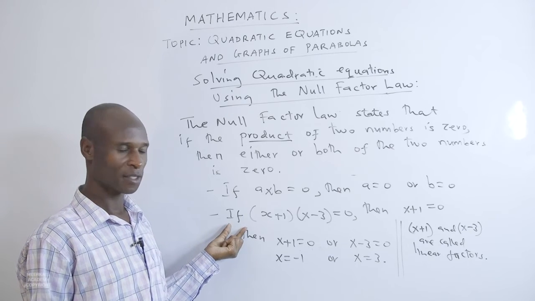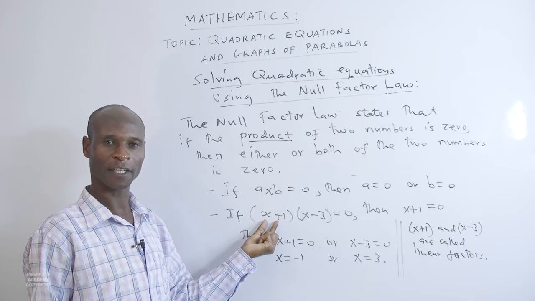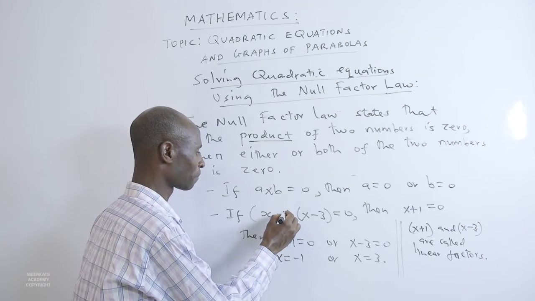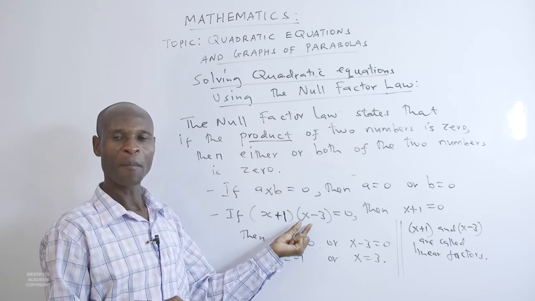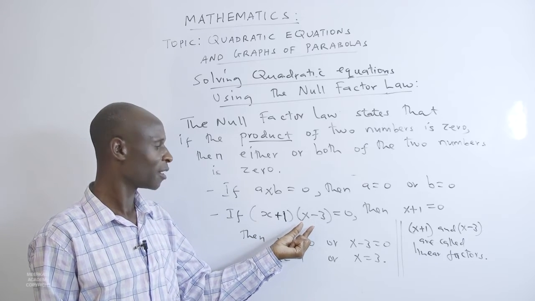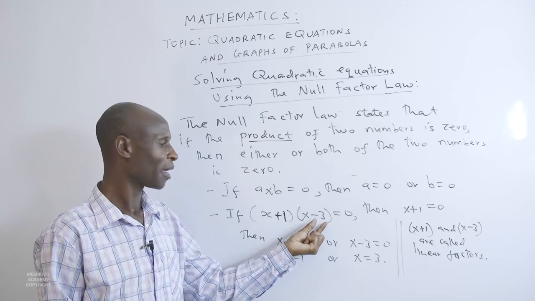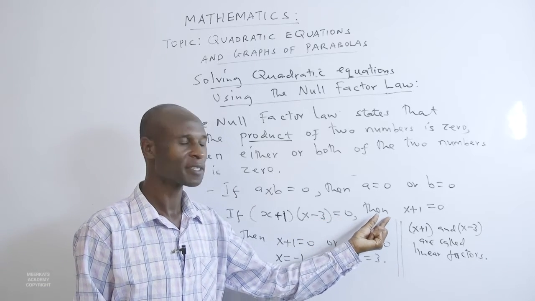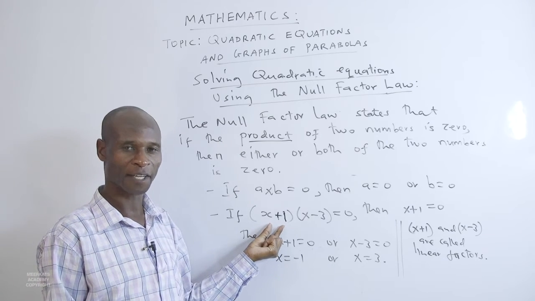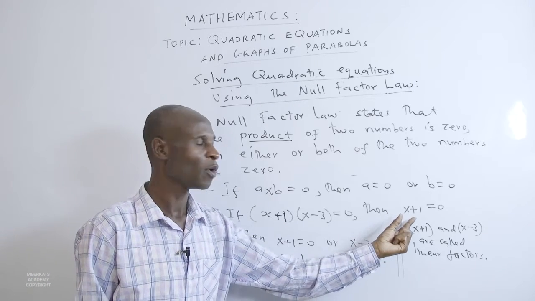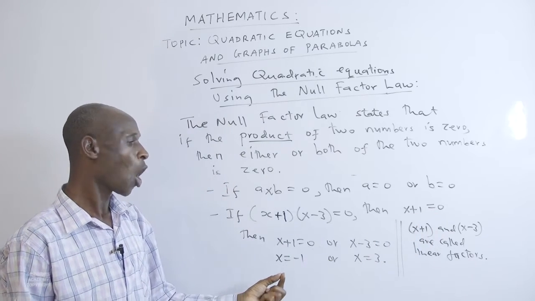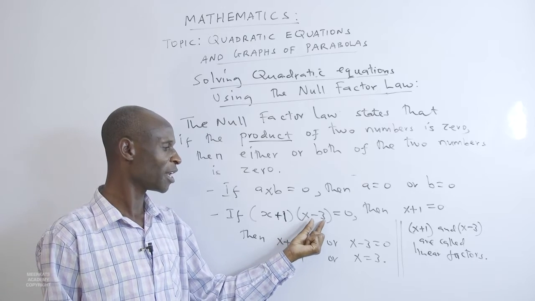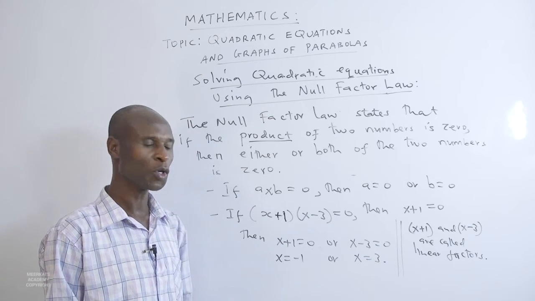Let us look at this case too. If we have the first factor, which is x plus 1, is our first linear factor. We are multiplying by a second linear factor, which is x minus 3, and the product is a 0. Then it means if we take the first linear factor, x plus 1 will be equal to 0. Or if we take the second linear factor, which is x minus 3, will again be equal to 0.